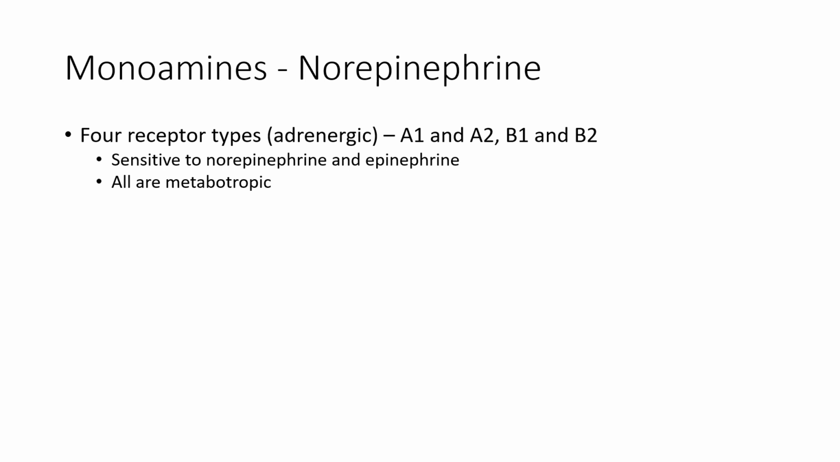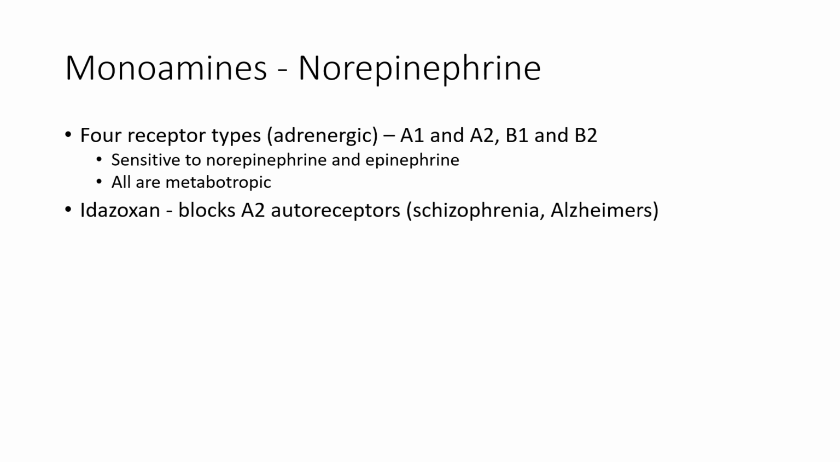So this system overall is going to take a bit more time. It's a little bit slower than that direct activation. A couple of drugs of interest. Idazoxan, this one blocks A2 autoreceptors. So this is given to schizophrenia patients and Alzheimer's patients.